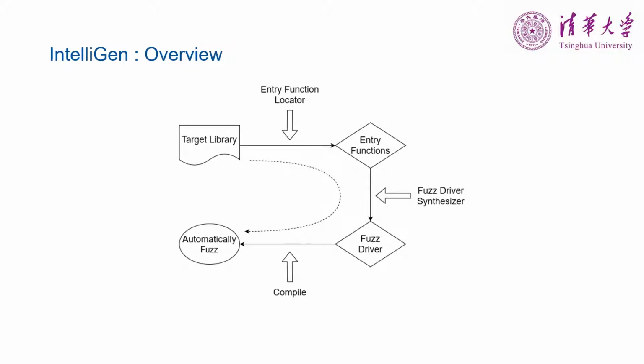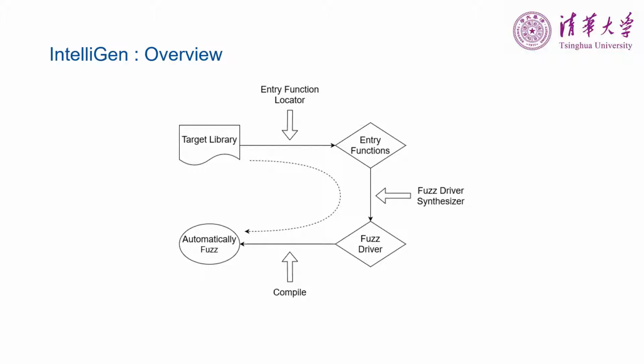This is the IntelliGen framework workflow. It contains two main components, entry function locator and fuzz driver synthesizer. IntelliGen takes the target library as its input. First, it finds the interesting functions by entry function locator. Then, it runs fuzz driver synthesizer to generate the LLVMFuzzerTestOneInput function, which calls the interesting function found by entry function locator. Finally, we compile the synthesized function LLVMFuzzerTestOneInput and link it with the target library to get an executable program. This program is the automatically generated fuzz driver.